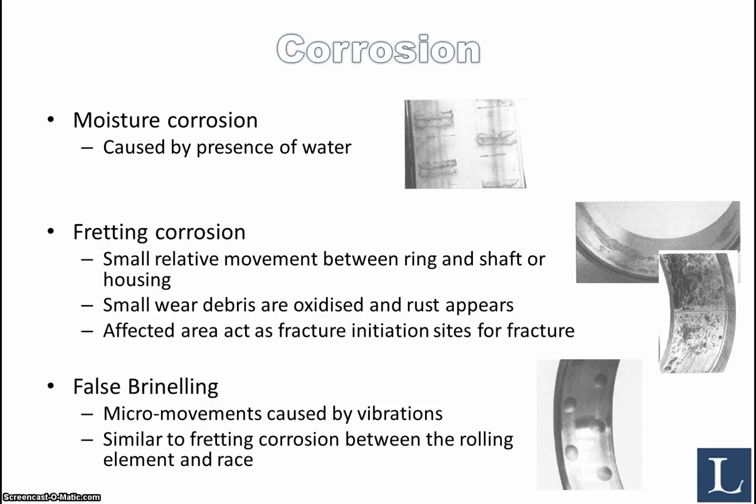Corrosion can occur in typically three different forms. You have moisture corrosion, caused by the presence of water, and when you do not have sufficient lubricating media present to prevent corrosion. You may also have what is known as fretting corrosion. If you have a very small movement between the ring and shaft or the housing, you can create, it's basically an adhesive wear process that initiates this, but the small amplitude of the motion will retain the wear particles in the contact, and these will oxidize and you will have the appearance of rust.